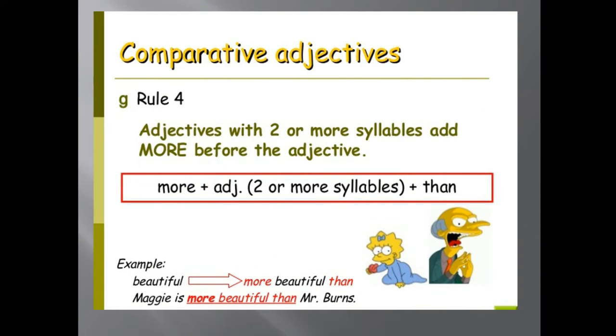Rule 4. Adjectives with 2 or more syllables, add more before the adjective. More, adjective, 2 or more syllables, plus than. More beautiful than. Maggie is more beautiful than Mr. Burns.